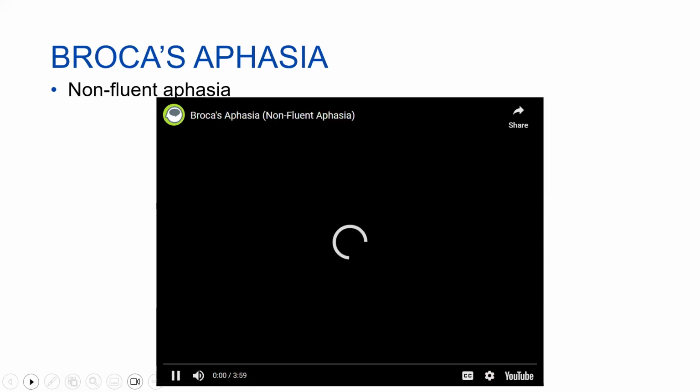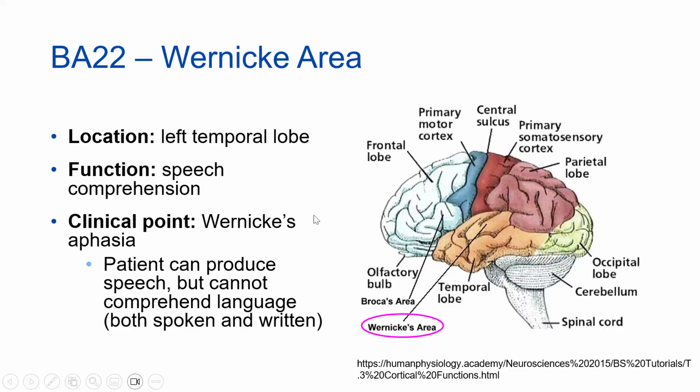So now we want to compare and contrast Broca's aphasia with Wernicke's aphasia. Wernicke's area, which is Brodmann area 22, is in the left temporal lobe, right here. And it's for speech comprehension. So Broca's area is for speech production. Wernicke's area is for speech comprehension. Wernicke's aphasia is when the patient is able to produce speech but cannot comprehend language. And this could be both in the spoken and written form.